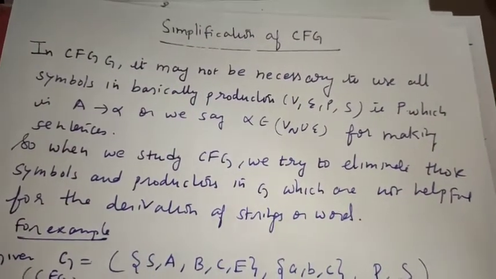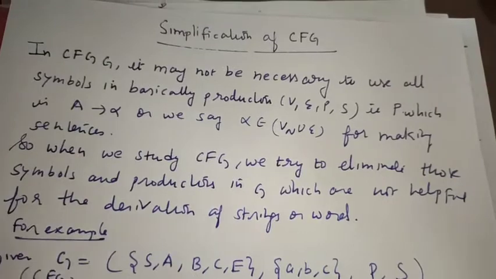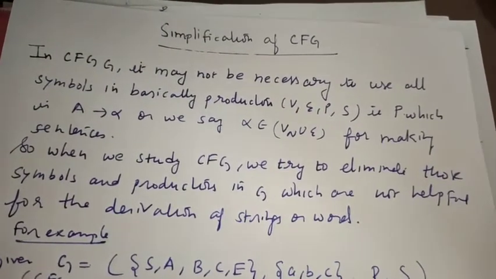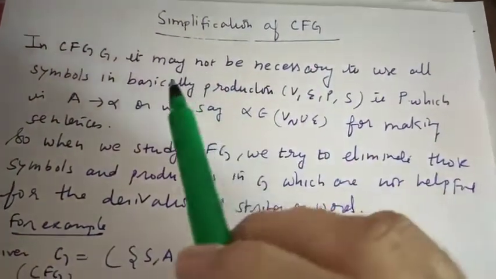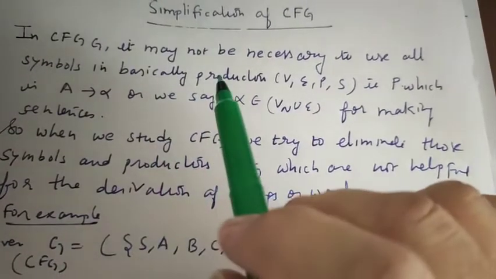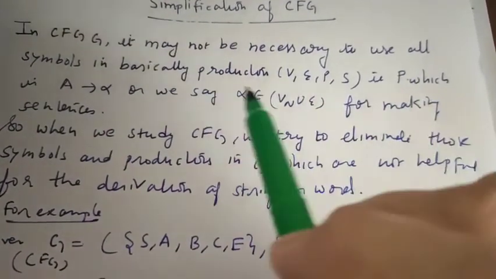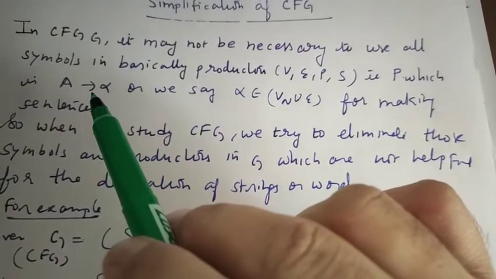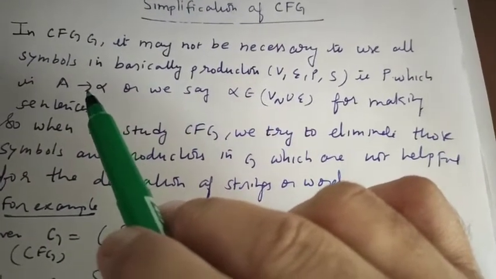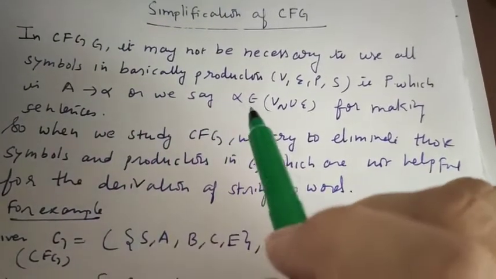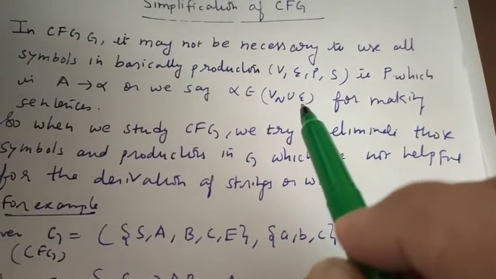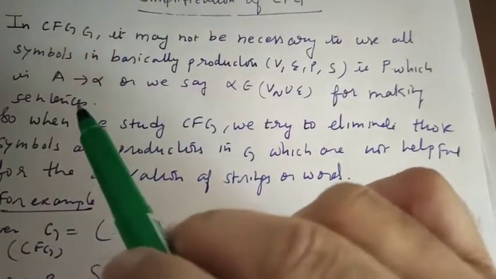Hello students, in continuation of the previous topic, where we discussed how to make an ambiguous grammar into an unambiguous grammar, the next topic is simplification of CFG. In a CFG, it may not be necessary to use all the symbols, basically productions, that is P. As we know, in CFG the productions are of type 2, that is A to alpha, where alpha belongs to (V union sigma).